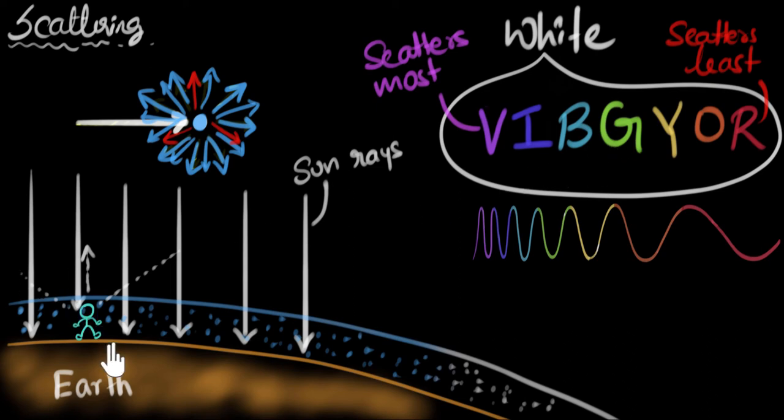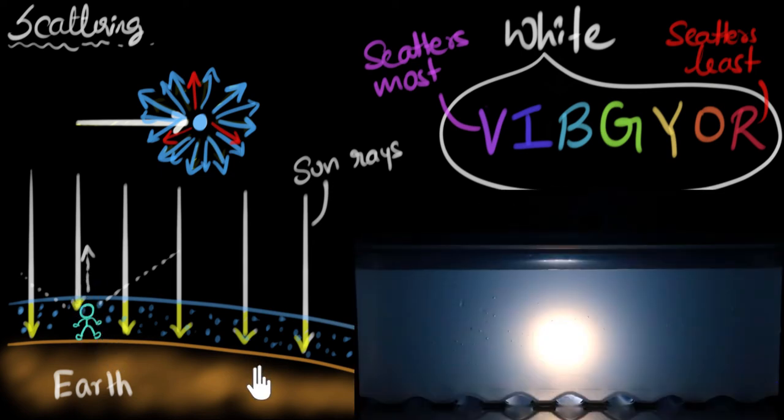And that's why the sunlight now, once it has entered the atmosphere, only retains that yellowish glow because most of the blue has been scattered away. And that's why when we look in the direction of the sun, it starts looking yellow to us. The same thing is happening in our experiment as well.